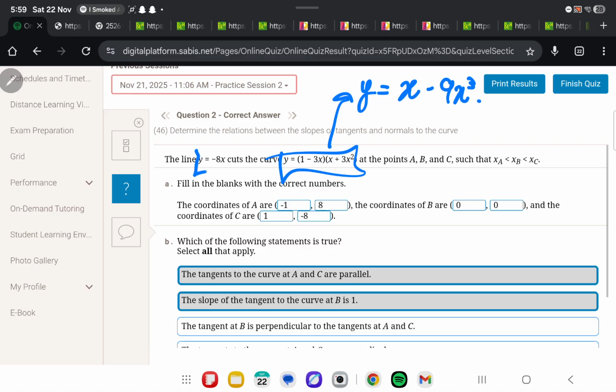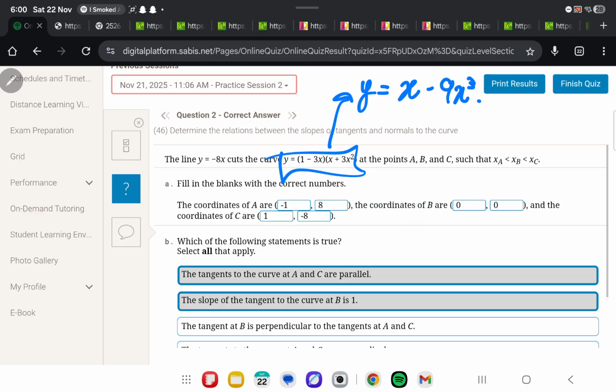It's obviously way simpler to plug it into the line y equals negative 8x than into y equals 1 minus 3x into x plus 3x squared. It's inefficient to plug it into the curve. So you're going to plug it into the line. Why? Because remember, we said they have the exact same y value. So you're going to plug negative 1 into negative 8x, 0 into negative 8x, and 1 into negative 8x.